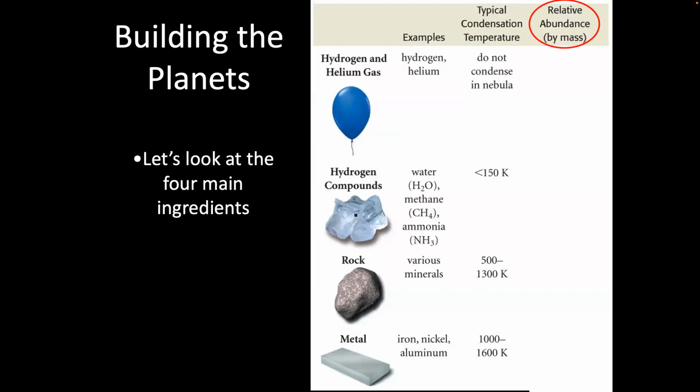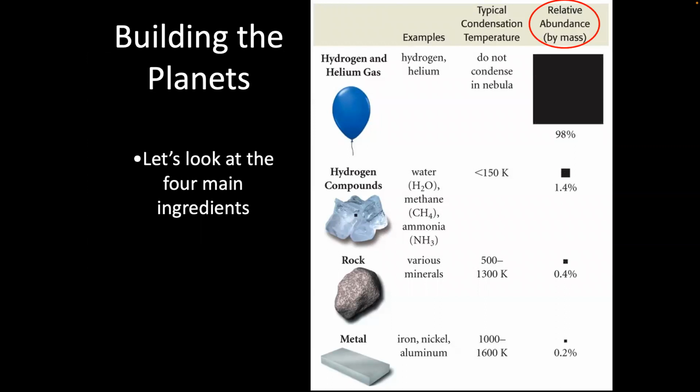When we think about all of these different things that exist in the nebula, most of it is hydrogen, right? Just like we saw before. There's a lot of hydrogen compounds, not so much rock, not so much metals. So if I want to build a planet from only rock and metal, compared to if I have hydrogen compounds available, which ones can be bigger? Hydrogen compounds can be bigger, right? Just in sheer mass, they're larger.